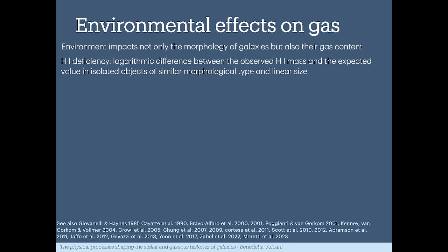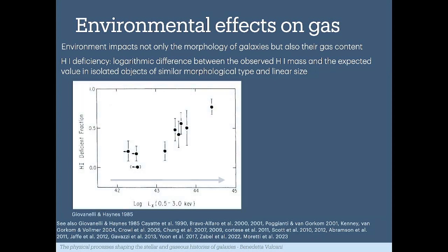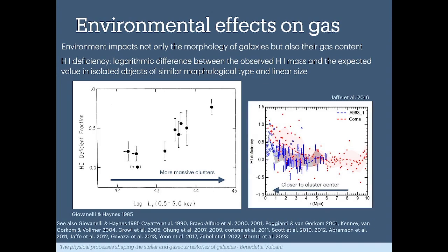And indeed, also historically, among the first studies, they focus on the HI deficiency, that is the difference between the gas content a cluster galaxy has and the expected gas content the galaxy should have if it was in the field, keeping the same mass, size, or morphology. And it has been shown that the HI deficient fraction increases with increasing halo mass. More massive clusters have a higher fraction of HI deficient galaxies, and also that the HI deficiency increases with decreasing cluster-centric distance. As we move toward the cluster cores, we have a higher fraction of HI deficient galaxies.